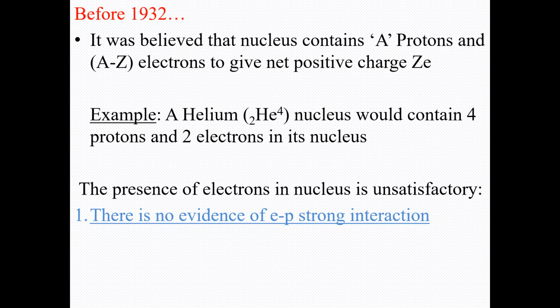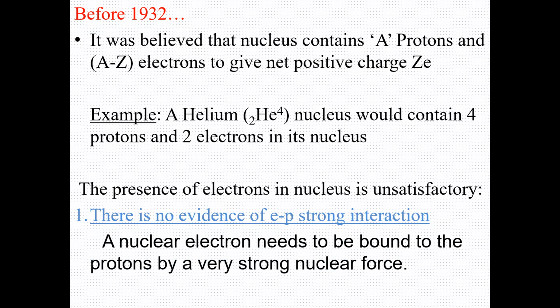The scientists have worked to find evidence for the strong interaction. Any particle that wants to lie inside the nucleus should have strong interactions. Whatever particles we have inside the nucleus, for their presence the strong interaction is necessary. But the scientists have found no evidence of electron-proton strong interactions. It means that a nuclear electron would need to be bound to the protons by a very strong nuclear force, but so far no such evidence has been found.